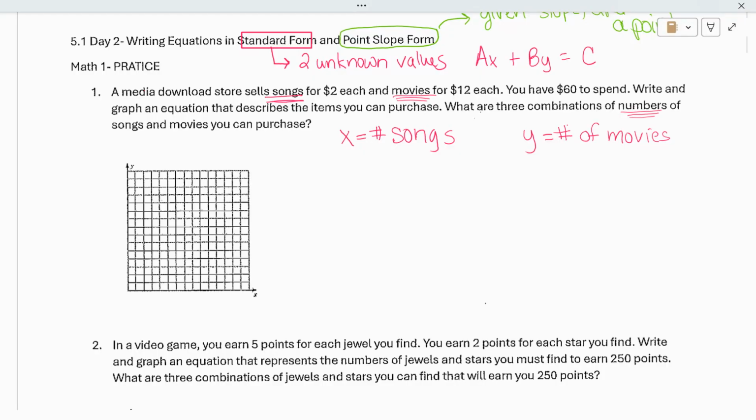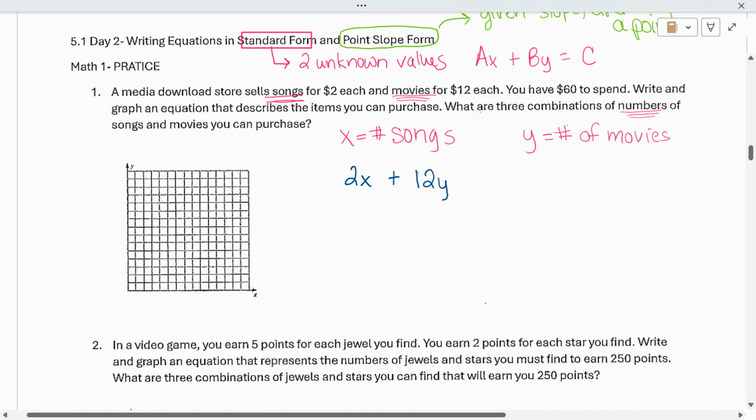So now we have to write an equation. How much does it cost to rent a song? So that's $2 for every song that I rent, plus how much does it cost to rent a movie? So that's $12 for every movie that I rent. And how much total money did I spend? $60.